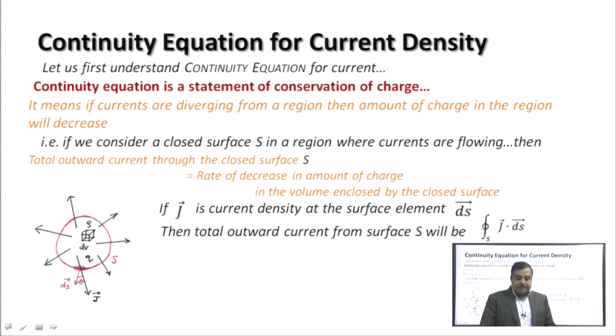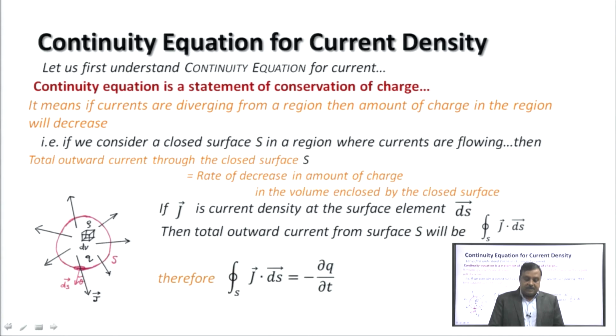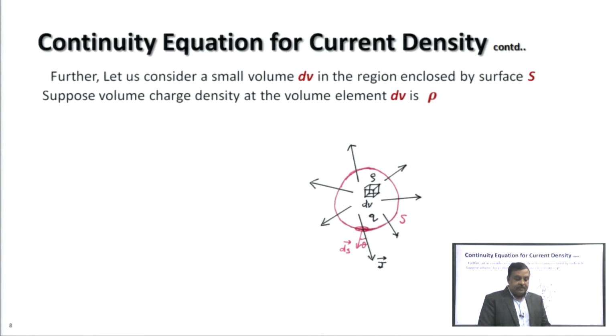Now, if we integrate J dot ds over the whole closed surface, then we will get total current. So, total current is dq by dt, rate of change of charge. So, surface integral J dot ds equal to minus dq by dt. Left hand side represents the total outward current and right hand side is rate of change in amount of charge within the volume enclosed by the closed surface. Now, the right hand side we will write it in terms of volume charge density. So, let us see this slide.